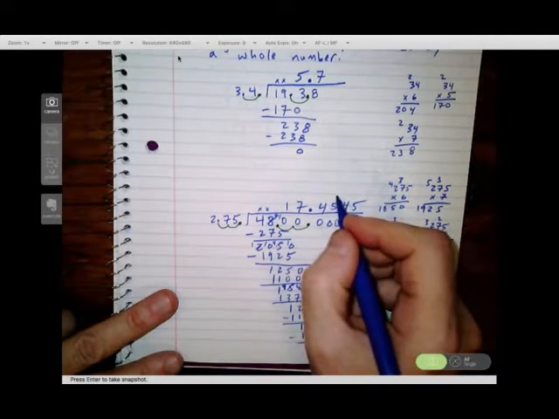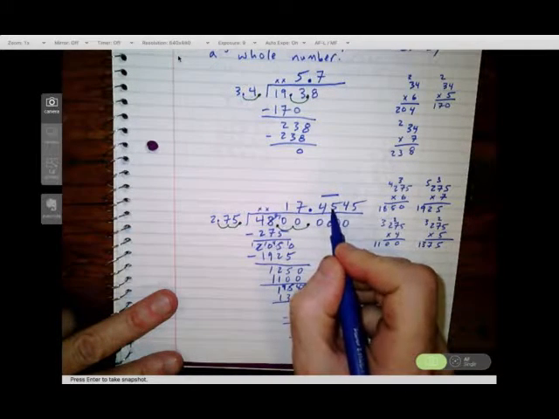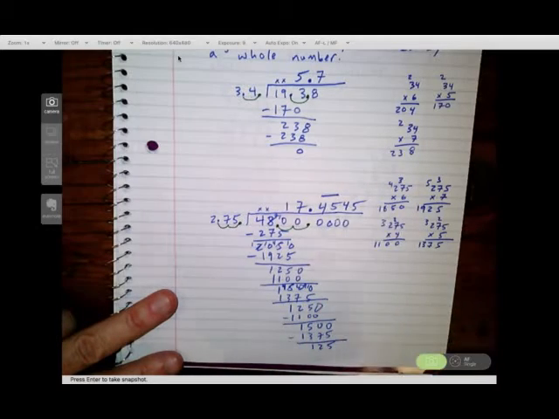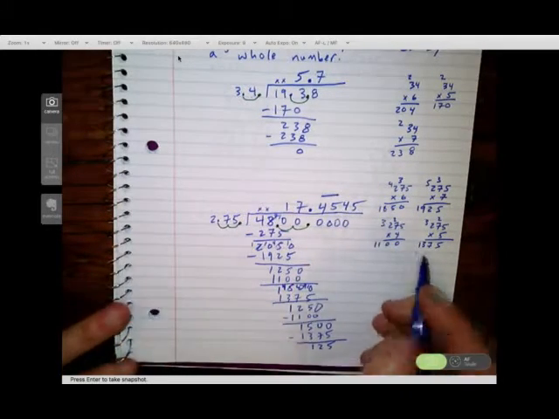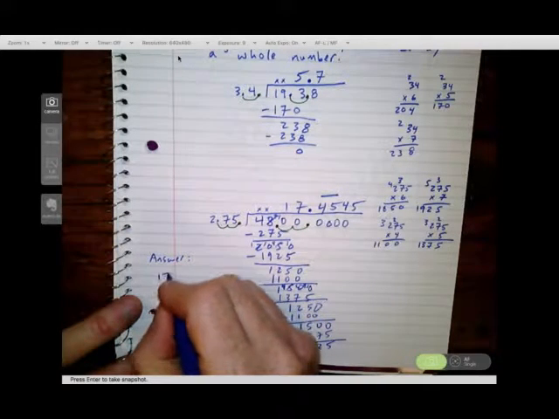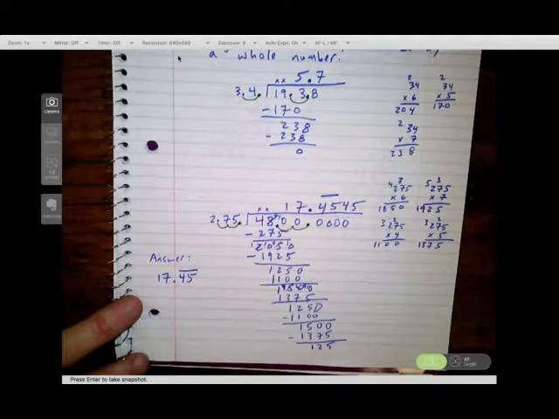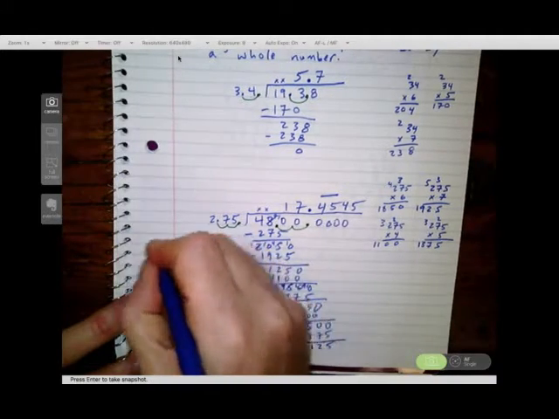And if you'll remember, what we do is we draw a line over the numbers that repeat after the decimal. So here the 45 repeats, 45, 45, 45 if I kept going. So we put a line over the 45. And our answer is 17.45, where the 45 repeats over and over again.